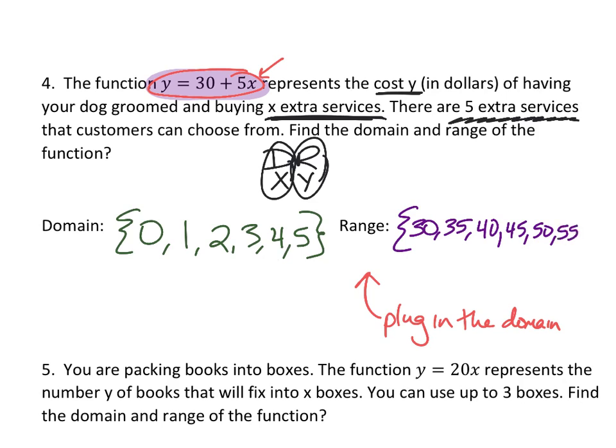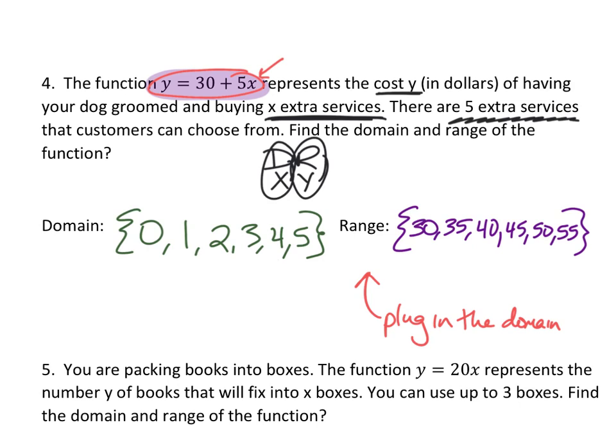Can I do any more in my range? No, you can only go to 5. I can only go to 5 extra services. They don't offer a 6th one. So I know as a consumer the most amount of money I'm going to be spending at this groomer is $55. That's the domain, or the inputs, and the range of this function. And we found the range by plugging in the domain.